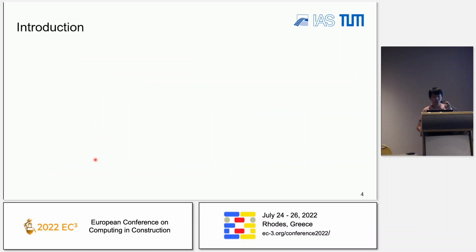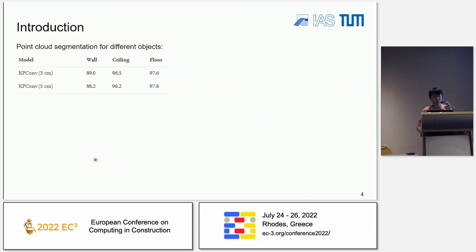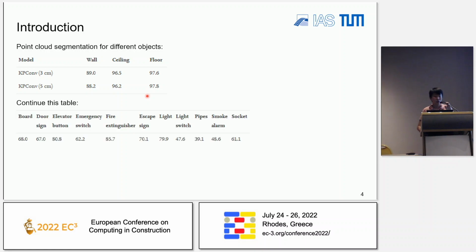If we look into the numbers shown in this table, for KPConv, the deep learning model we used, these values are shown in mean intersection over union. As we can see, all these numbers are around 90%. I would say these predictions are pretty good. But if we continue this table, for example, we want to reconstruct more elements, small scale but still very useful for building maintenance, the prediction by deep learning is not as good as for structural elements. As you can see, the numbers are worse.